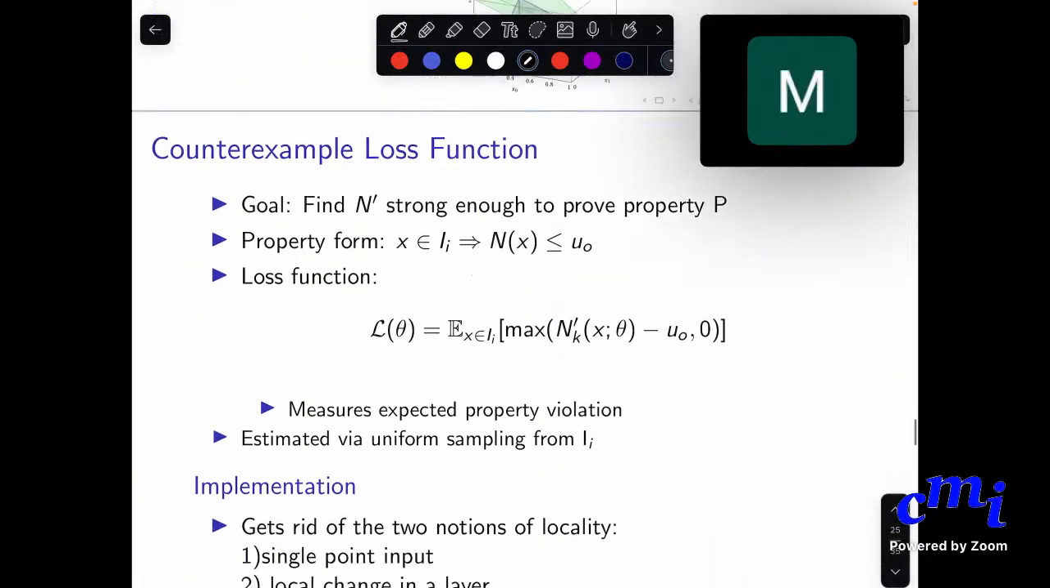So now, the counterexample-driven loss function. Our goal is to find an N dash which is strong enough to prove the property P. So this is the loss function we are defining here.